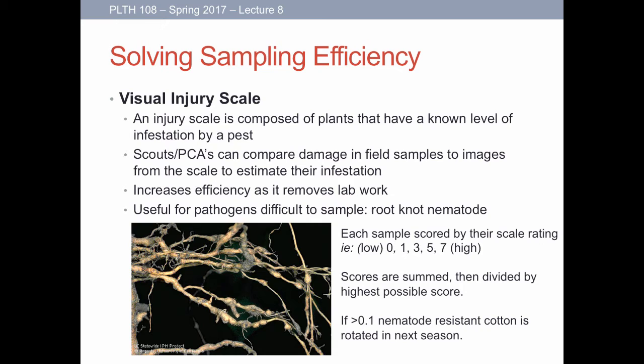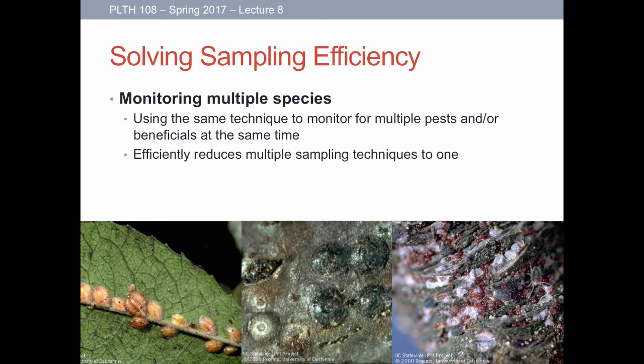And then you rank it on a scale of 0 being very low, all the way up to 7 being very high. Then you take the average score across all the roots. If the score is higher than 0.1, then they recommend next year when you replant, at least in the case of cotton, to use a resistant cotton variety instead. So the basic idea behind a visual injury scale is that we're not directly observing the pest, but we're looking at what they've left behind.